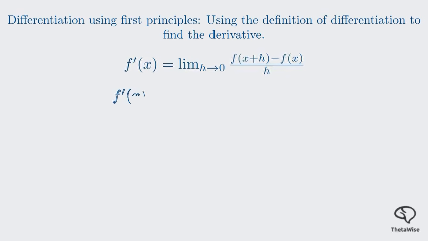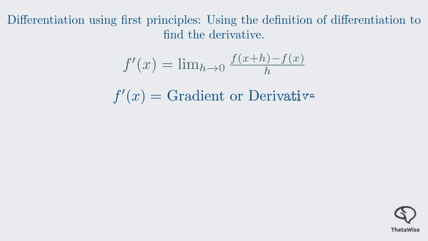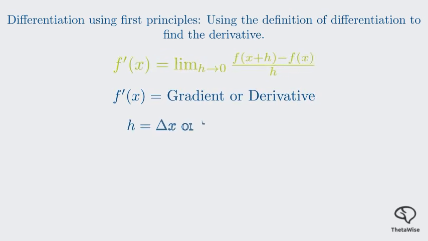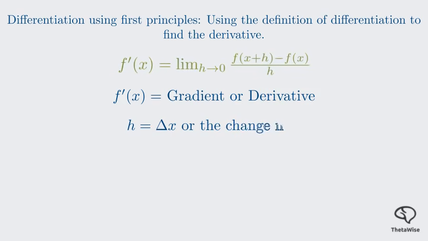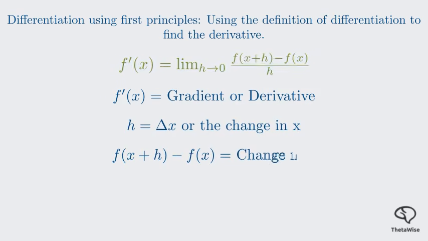First, f prime of x is our main objective. This is the gradient of the tangent line to the curve y equals f of x at any given point x. Second, the h term in the denominator. You might also see this written as delta x. This represents a very small change or increment in x. And finally, f of x plus h minus f of x. This represents the change in the function's output, or the change in y, as x changes by h. In other words, it's the rise of the function over that small increment h.